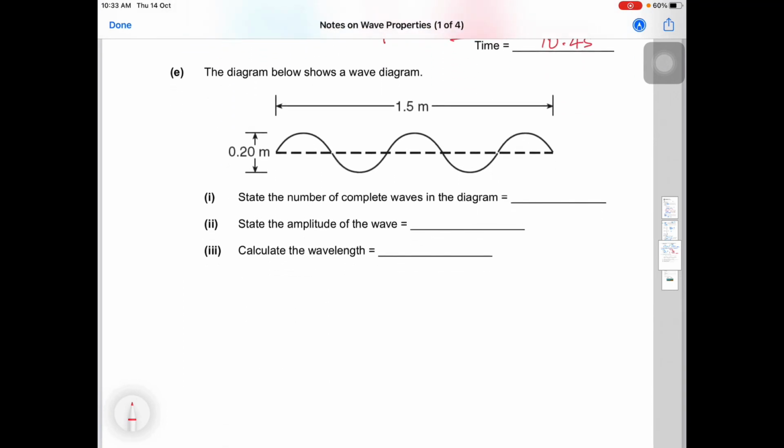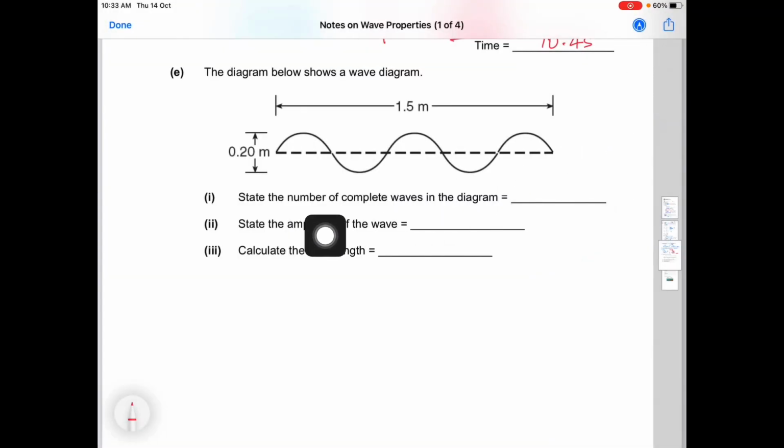Okay, next, part E. State the number of complete waves in the diagram. So follow me as I count the waves. This is one, because we are talking about one complete crest and one complete trough. This is one wave, two waves, and this I don't have the full wave, so this is half a wave. So one more time, 1, 2 and a half waves. So I know I've got 2.5 waves over here.